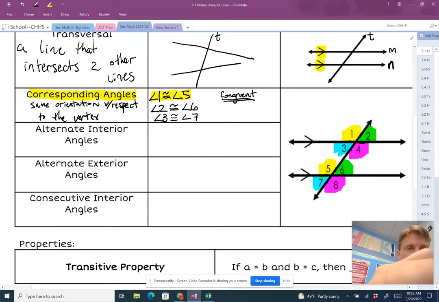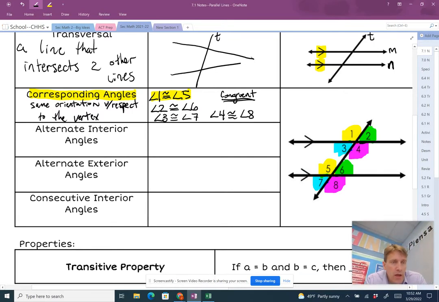When a transversal cuts two other parallel lines, the corresponding angles are congruent. And so I can say angle 4 is congruent to angle 8, which just means their angle measures are the same.